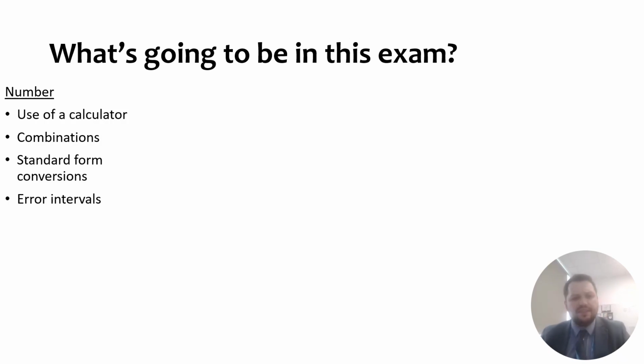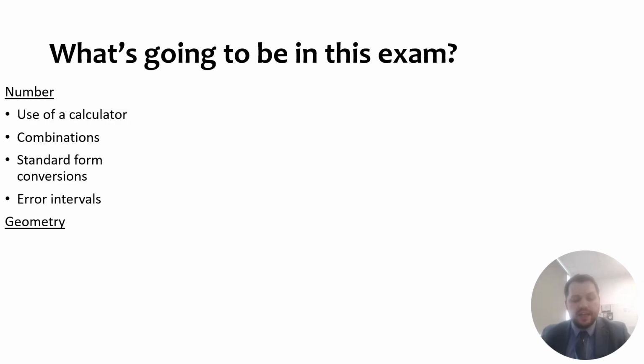And then error intervals is a really, really common number topic as well that we've not seen yet. That could be rounding, which is the question that students tend to find quite easy. It could be truncation. If you don't know what I mean, that's worth revising. So make sure you know how to do an error interval for truncation.